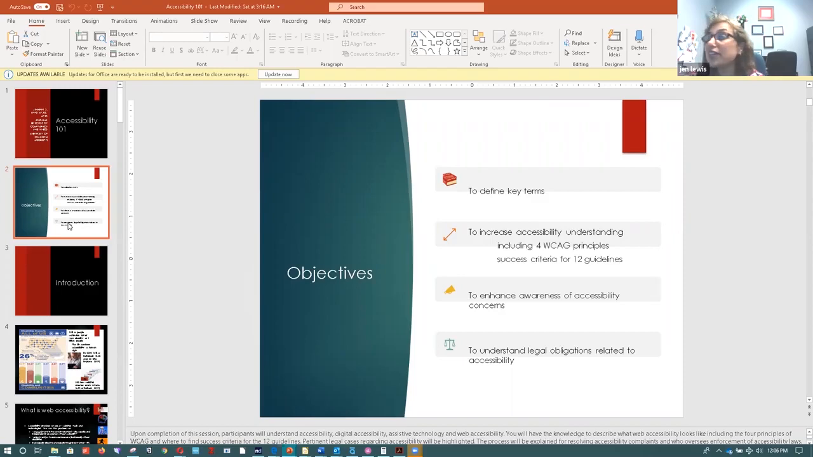Okay, so we're going to discuss today some key terms. I want you to understand the 4 WCAG principles, the success criteria for the 12 guidelines, and to increase your awareness of accessibility concerns, because the Office of Civil Rights is monitoring things both on a K-12 as well as a higher education level to see that we're making things so that people who are struggling with an issue are not left behind, basically. And we'll talk a little bit more about that shortly.